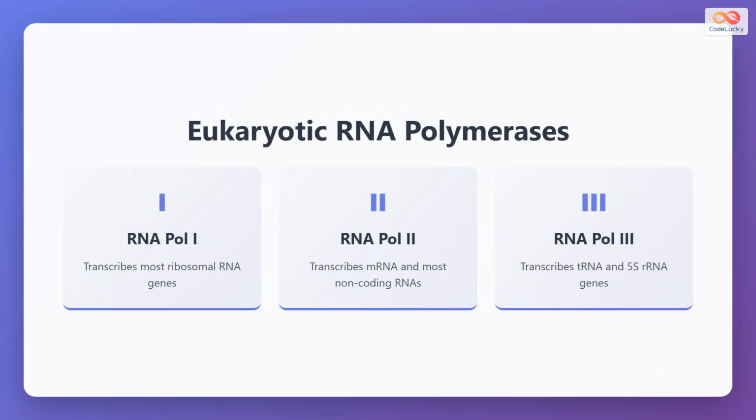Let's examine the 3 types of eukaryotic RNA polymerases more closely. RNA polymerase I transcribes most ribosomal RNA genes, which are crucial for making ribosomes. RNA polymerase II is responsible for transcribing messenger RNA and most non-coding RNAs. This is the polymerase that transcribes protein-coding genes. Finally, RNA polymerase III transcribes transfer RNA and 5S ribosomal RNA genes. This division of labor allows eukaryotic cells to regulate gene expression with greater precision.